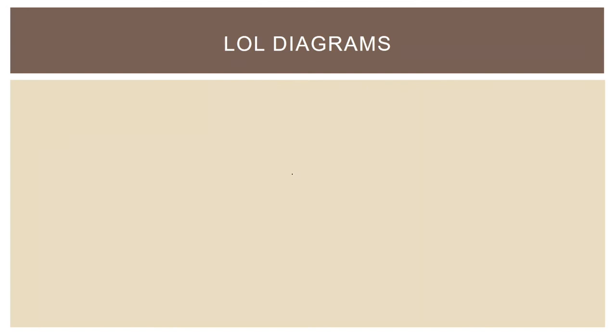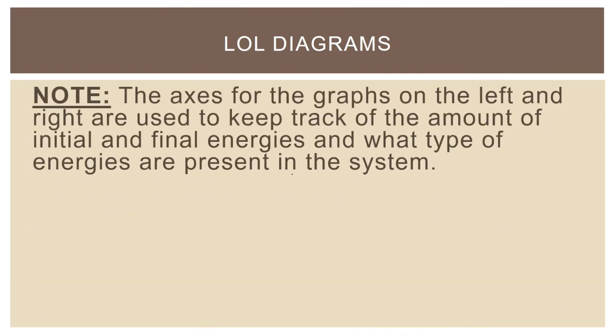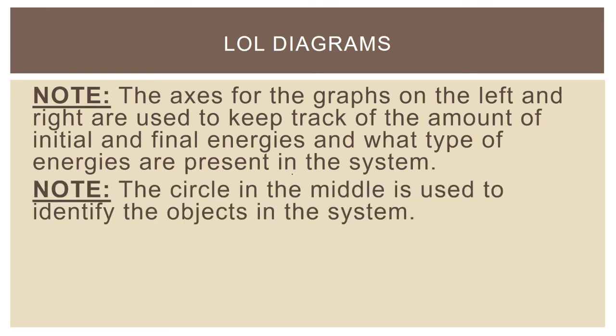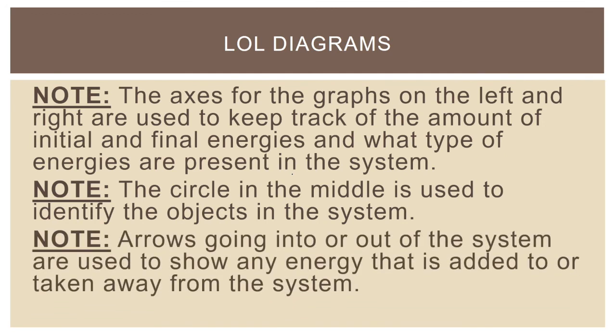And so really what we're going to say about these diagrams are three things. The first thing is the axes for the graphs on the left and right are used to keep track of the amount of initial and final energies and what type of energies are present in the system. The circle in the middle, as we mentioned, is used to identify the objects in the system. Arrows going into or out of the system are used to show any energy that is added to or taken away from the system. And that's really it.